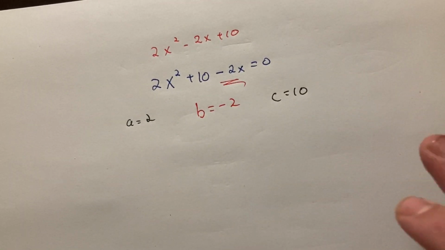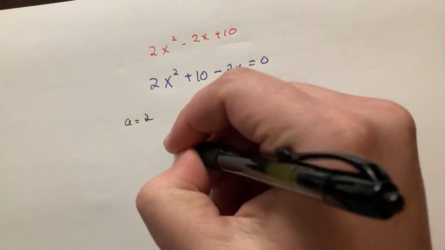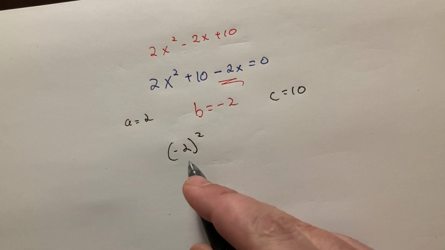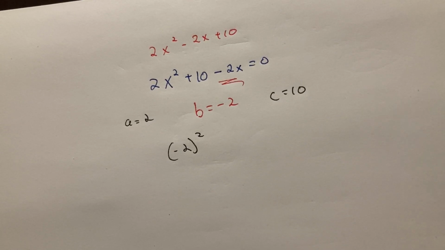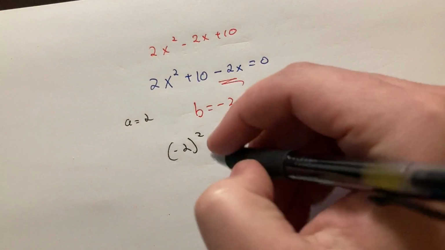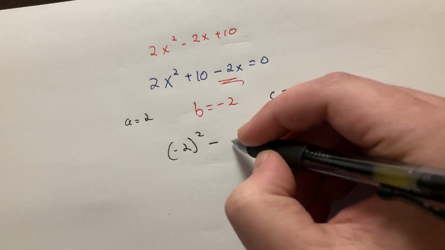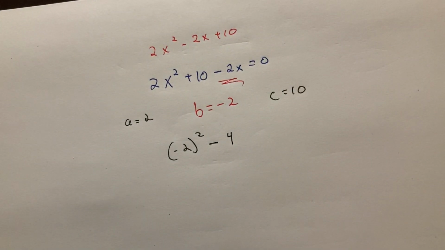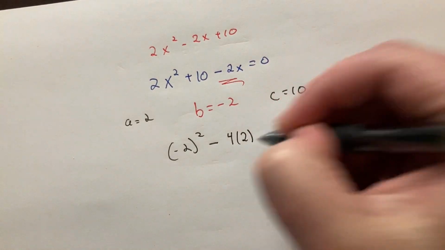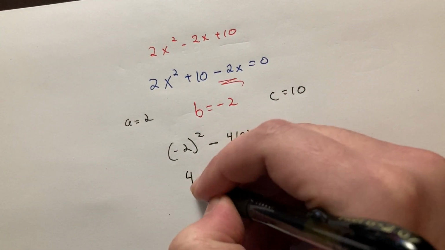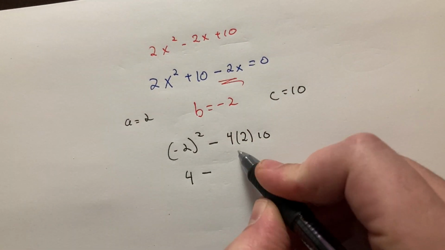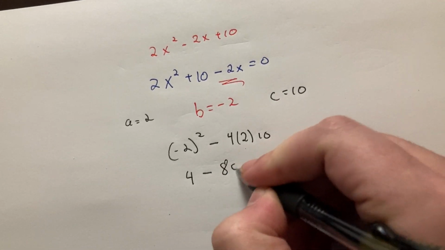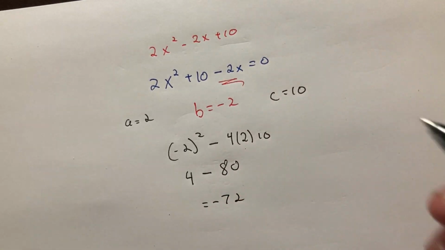Let's look at the discriminant. -2 squared. Notice how I'm putting that in parentheses. -2 squared is -2 times -2. You'll get a positive 4, minus 4 times 2 times 10. 4 minus 80 equals -72.